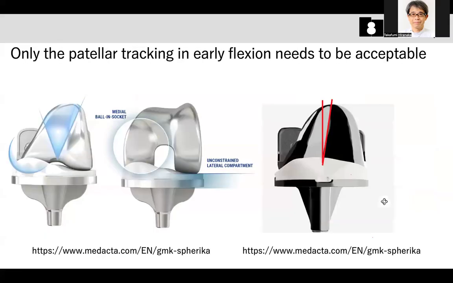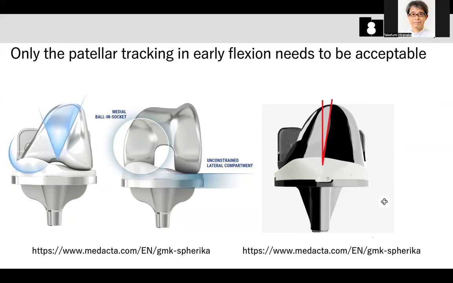Meta Coda launched the spherical knee that has a wide groove and a relatively flat groove. They have the lateral ridge like this, but this ridge is slightly lateral. So the concept is that this can adapt to the wide variation of the patellofemoral joint in early flexion, but in deep flexion, the patella must be placed at the center in all cases.